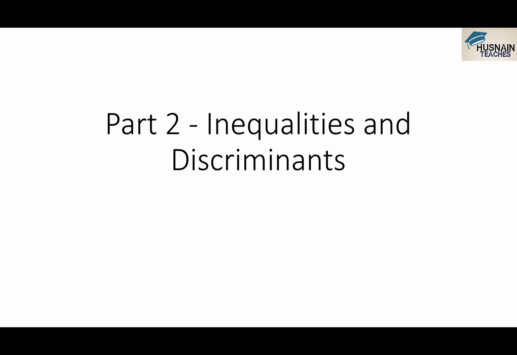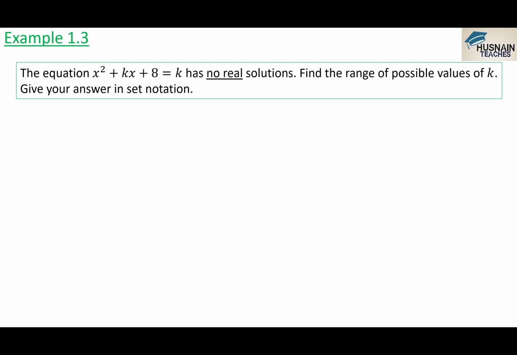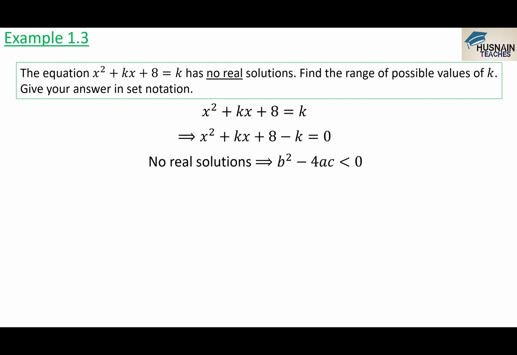Now we'll look at the next bit, which is going to be on inequalities and discriminants. The first example we'll look at is this equation has no real solutions. We're asked to find the range of possible values of k, and we have to give our answer in set notation. Let's start with this equation, and of course we always want to make it equal to 0, so let's subtract k from both sides.